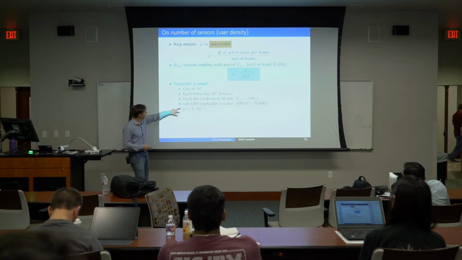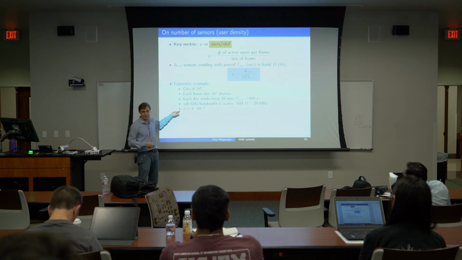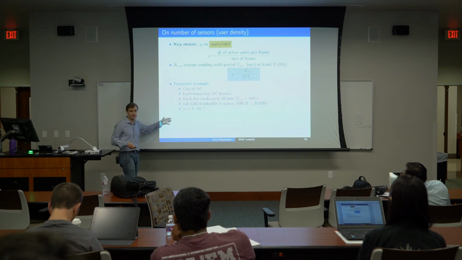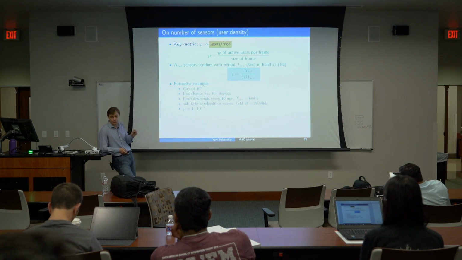And also, each user gets about 1 over mu degrees of freedom. So finally, the typical number that you would get at a city scale is about 1,000 channel uses per user. That's why I wanted to say that finite block length is going to play a lot of role in this analysis in the future.